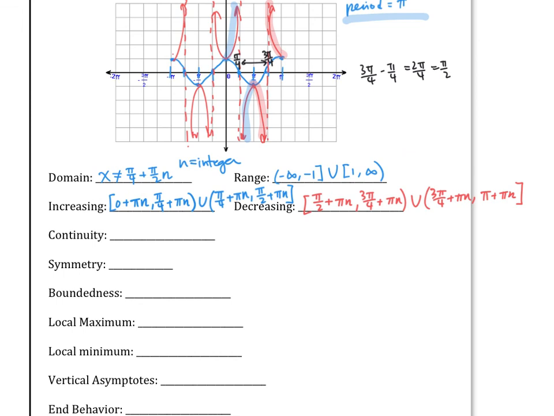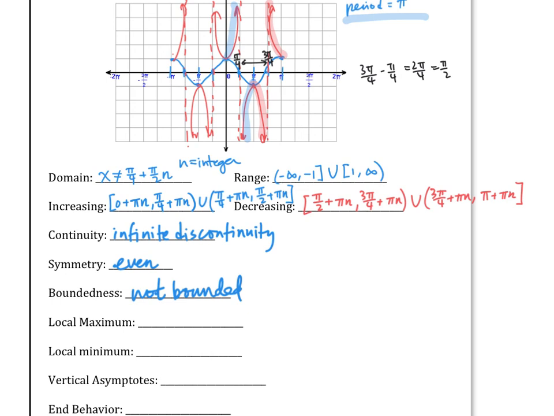Okay, continuity. This is infinite discontinuity because of the vertical asymptote. Symmetry. So if you look at this, you ask yourself, can I fold it over the y-axis and it looks the same? Or can I rotate it around the origin and it looks the same? This is folding it across the y-axis, so this is even. Boundedness, this is not bounded, because it keeps going up and down forever.